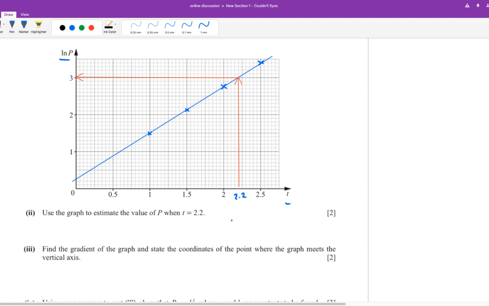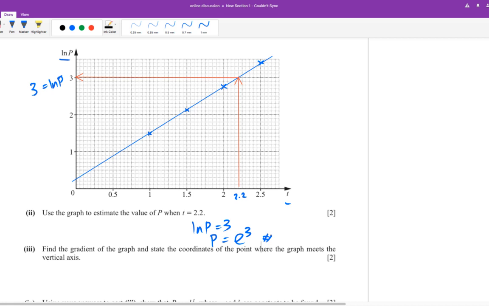So basically what you need to do over here is I will get ln p equals 3, right? So when ln p equals 3, p basically equals e to the power of 3.